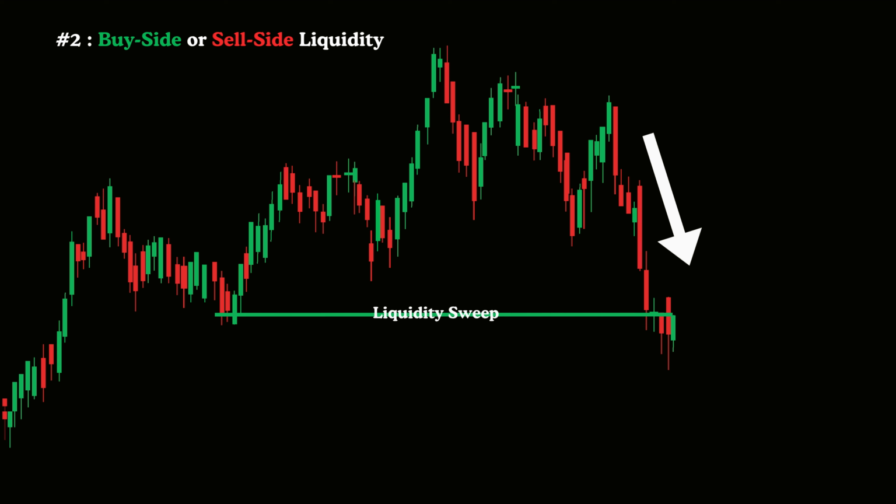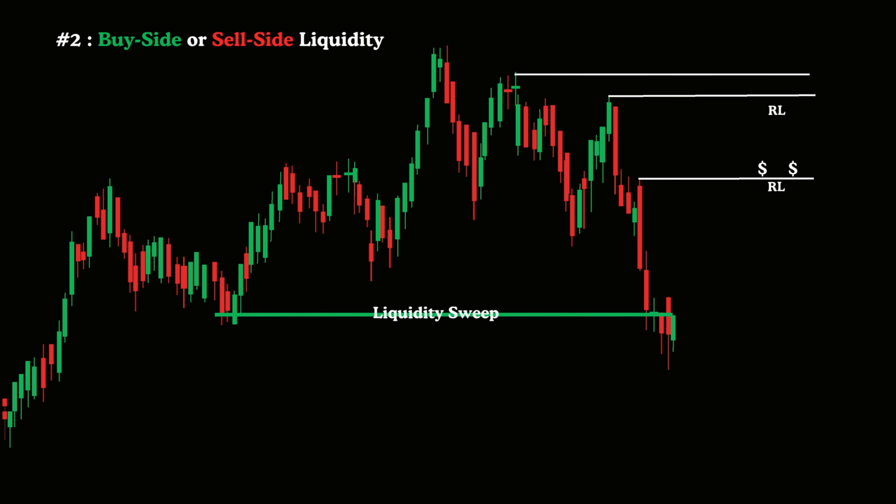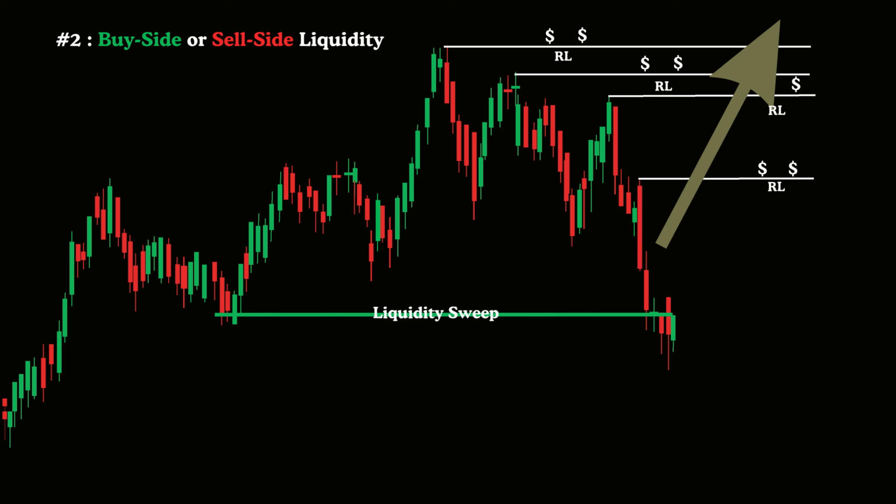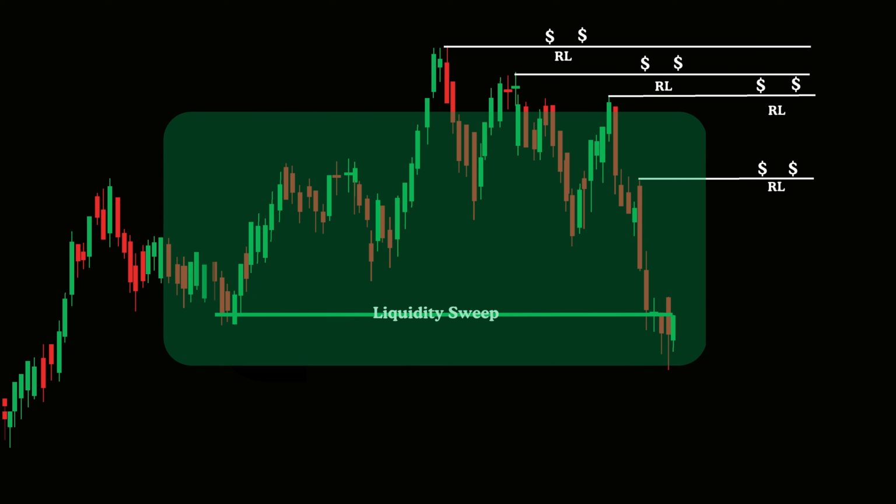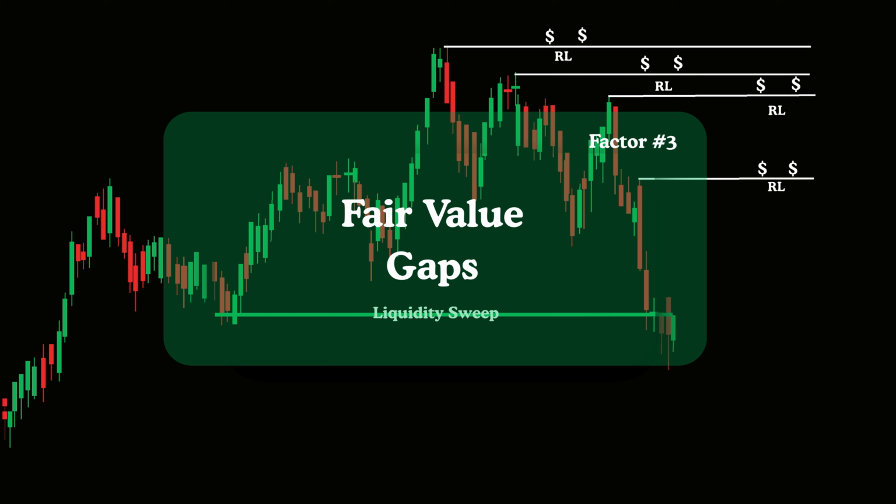Additionally, there's a solid liquidity pool sitting just above this previous high. Moving forward, another area of buy-side liquidity is visible here, and a strong liquidity zone exists right above this swing high. With all these resting liquidity zones now marked, you'll notice that price has already cleared the sell-side liquidity from the market. Based on this, we can expect price to potentially move upward, targeting the internal buy-side liquidity areas we've marked on the chart. The following key element we're examining is fair value gaps.